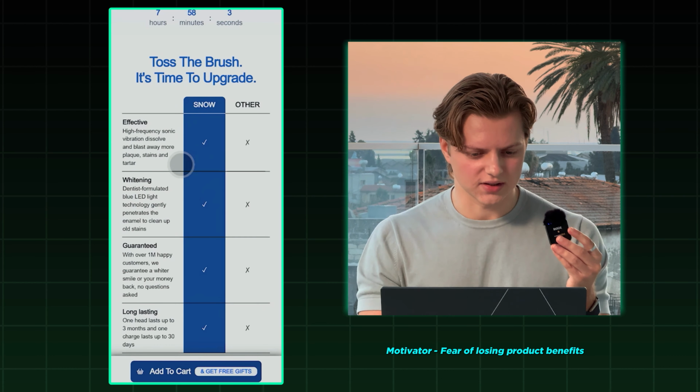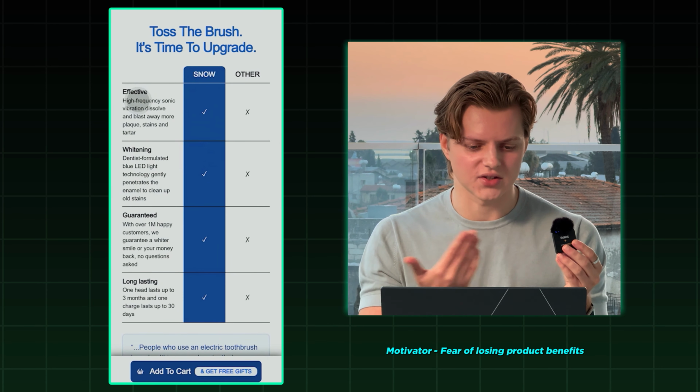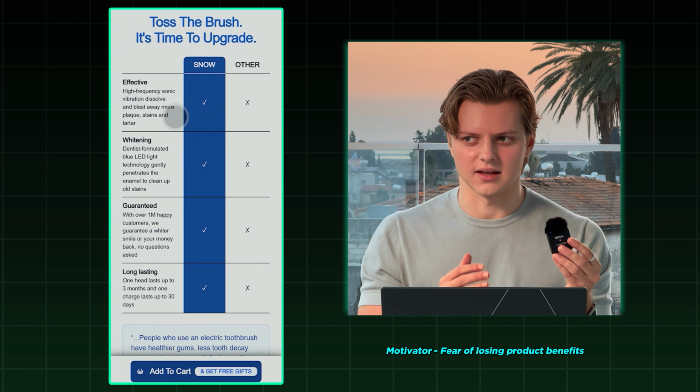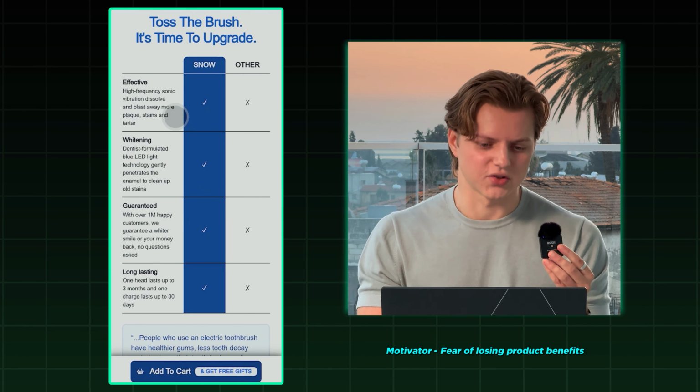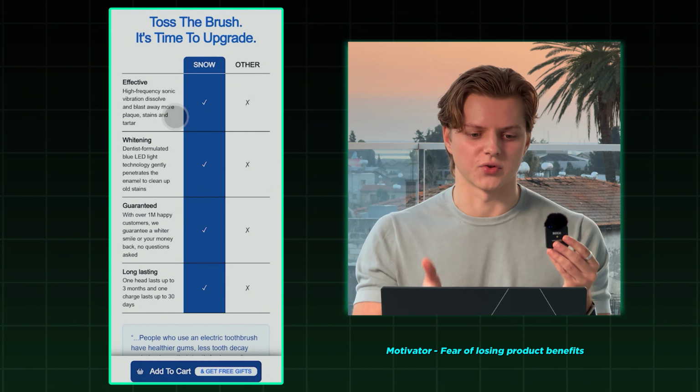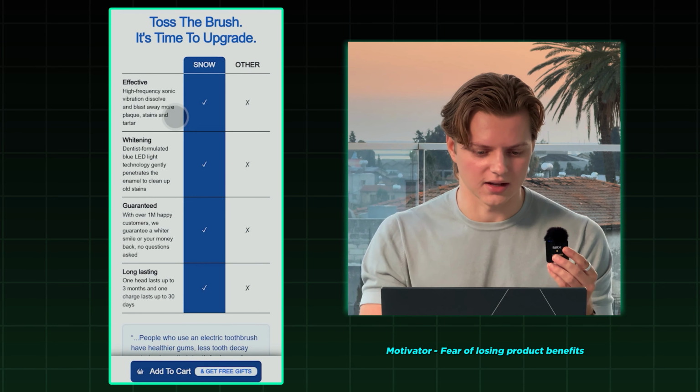Also, they keep increasing it here with this comparison section, explaining the mechanisms of why it's so effective, which you might then think other toothbrushes don't have, even though they probably do. But just saying it here gives them a point of reference for Snow, but they don't have a point of reference for other brands. That means the only thing they know is that Snow has this, not that the other ones have it. So this is already an advantage.